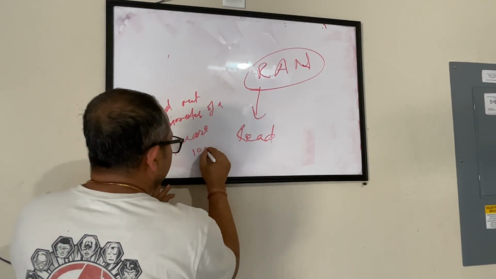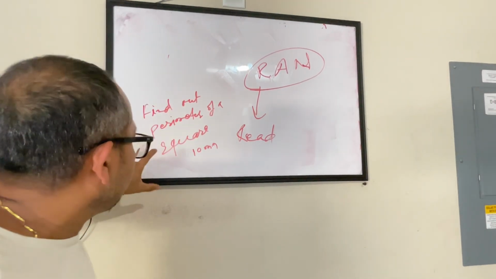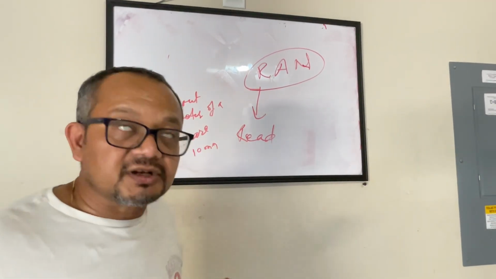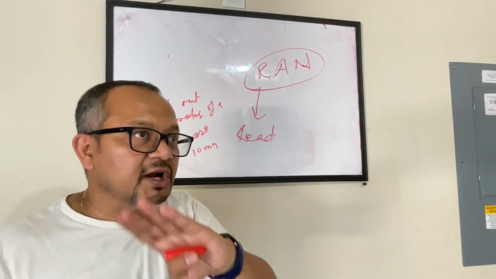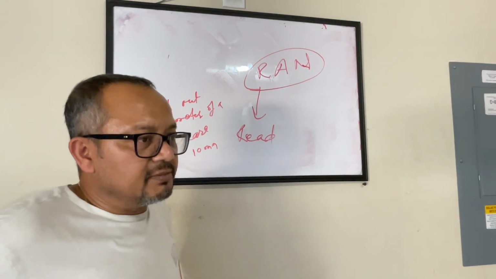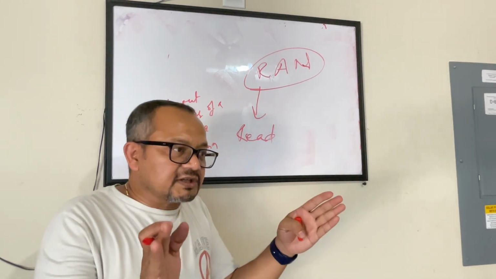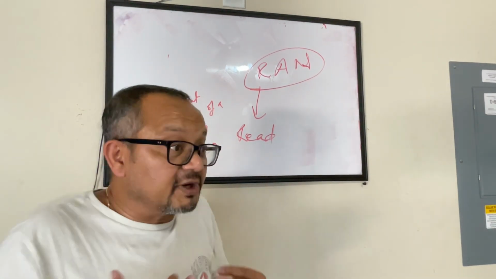Side is 10 millimeter. What will you do? Find out the perimeter of a square where the side is 10 millimeter. Read one more time. Find out the perimeter of the square when the length is 5 millimeter. Okay, let's do one more time. Find out the perimeter of the square when the length is 10 millimeter. When you read 2-3 times, the question becomes very clear to you.